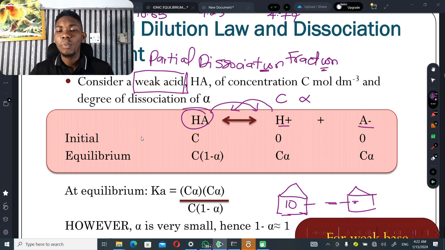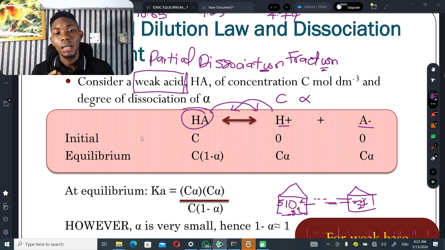But as time progresses, the first person moved, so here will become 1, here becomes 9. The other person moved, here it becomes 2, here will remain what? 8. The other moves, here becomes 3, here becomes 7. Now a time will come where some of this one here will start coming back again. So when one leaves here and comes to this place, here maybe now becomes 9, or let's say 8, while here will be reducing. But a time will come when the amount of people coming from here to this place equals the amount of people going back to our initial position. At that time the reaction has come to what?